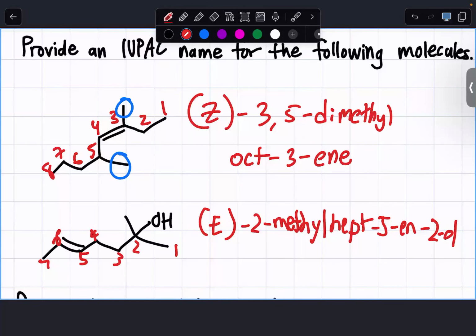Yeah. So this is E-2-methylhept-5-en-2-ol. That's correct. Carbon 2 has a methyl group, and the alkene starts at carbon 5. And at carbon 2 there's an alcohol. Yes. And this is E because the 2 highest priority groups are on the opposite side of the line here. Yes. Okay.